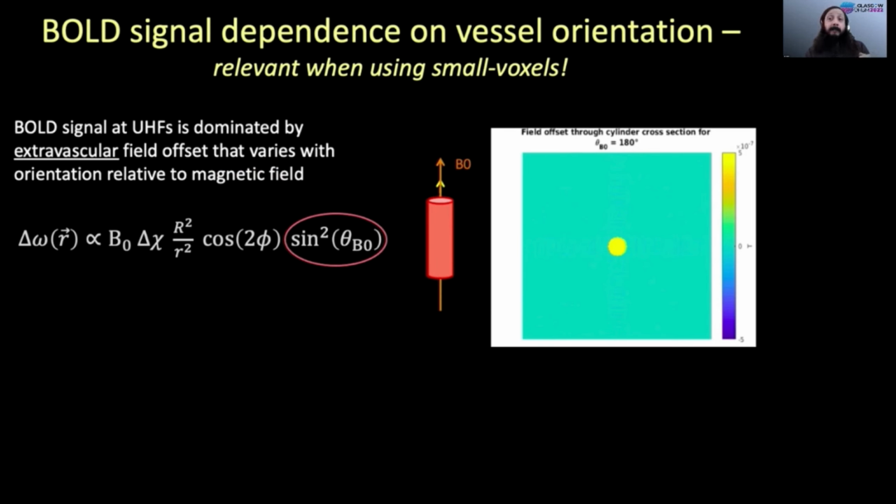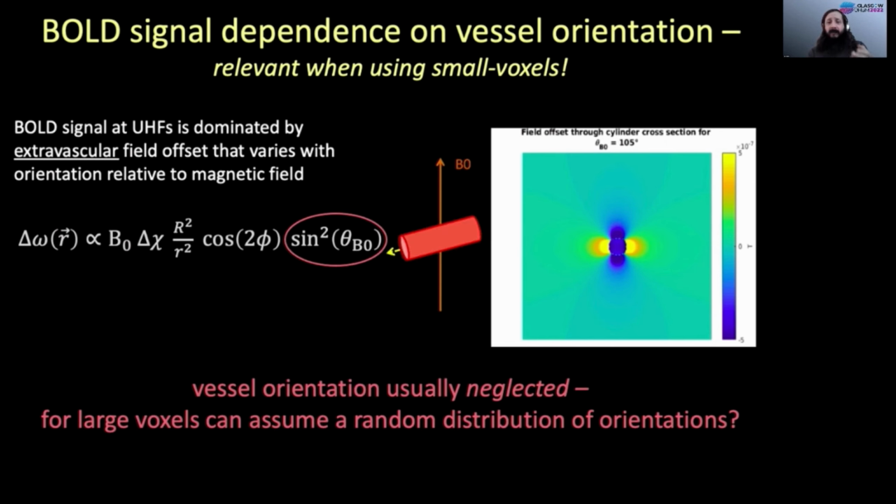Now, it's well known classically that the BOLD signal exhibits a dependence on vessel orientation relative to the direction of the magnetic field, or B0, as shown by this equation here. So as we go to higher field strengths, most of the BOLD signal is extravascular, and so this orientation effect can be summarized by a simple sine-squared relationship. So what this means is that when the vessel is perpendicular to B0, we see a strong extravascular field offset. However, if the vessel is parallel to B0, the extravascular field vanishes. This means that veins that run parallel to the magnetic field are essentially invisible to our fMRI measurements. So while this effect has been known for decades, it's usually neglected, perhaps because for large voxels, one can assume a random distribution of orientations.